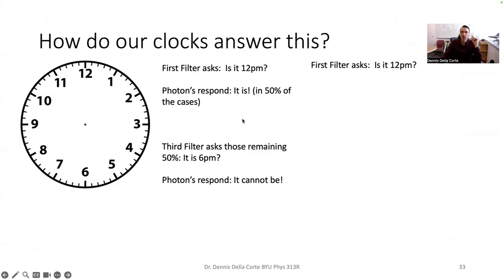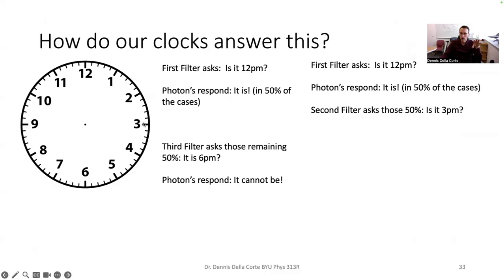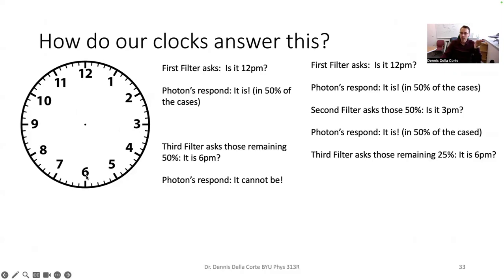Now the idea is if we stick this other question in the middle, what will happen? So if we ask the clock, is it 12 p.m.? And it says, yes, it is. All of it is 12 p.m. And then we ask the 12 p.m. photons, hey, is it 3 p.m.? Then half of them will say, yes, it's 3 p.m. And half of them will say, no, it's not 3 p.m. If we take the ones that said, yes, it is 3 p.m. and ask them again, is it 6 p.m.? Half of them will say, yes, it is.